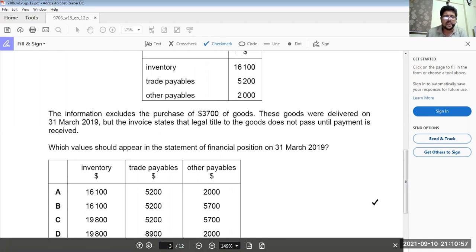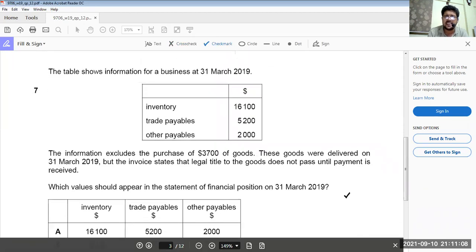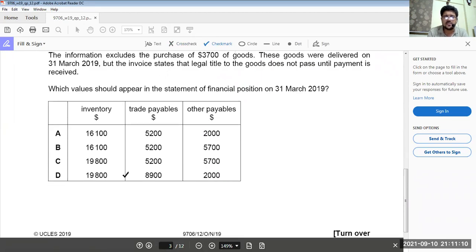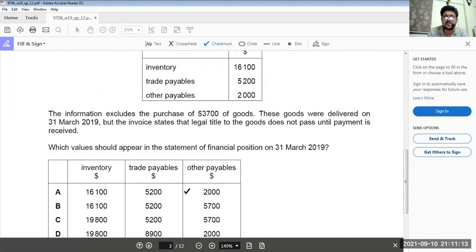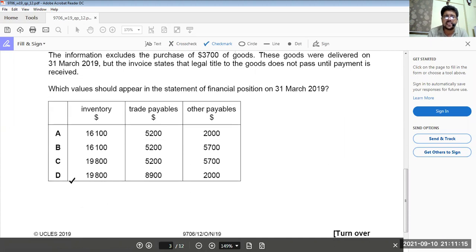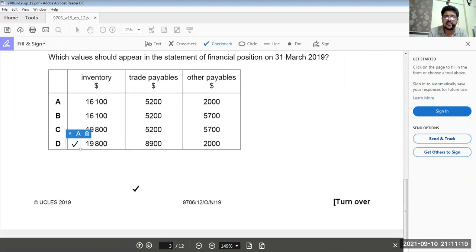Now, in this question, shall we include inventory of 3,700? Yes, when you are delivered goods before 31st March 2019, so it's your goods now. So inventory is going to increase, your trade payable is going to increase. No change in your other payables. Okay, because you have received the goods.